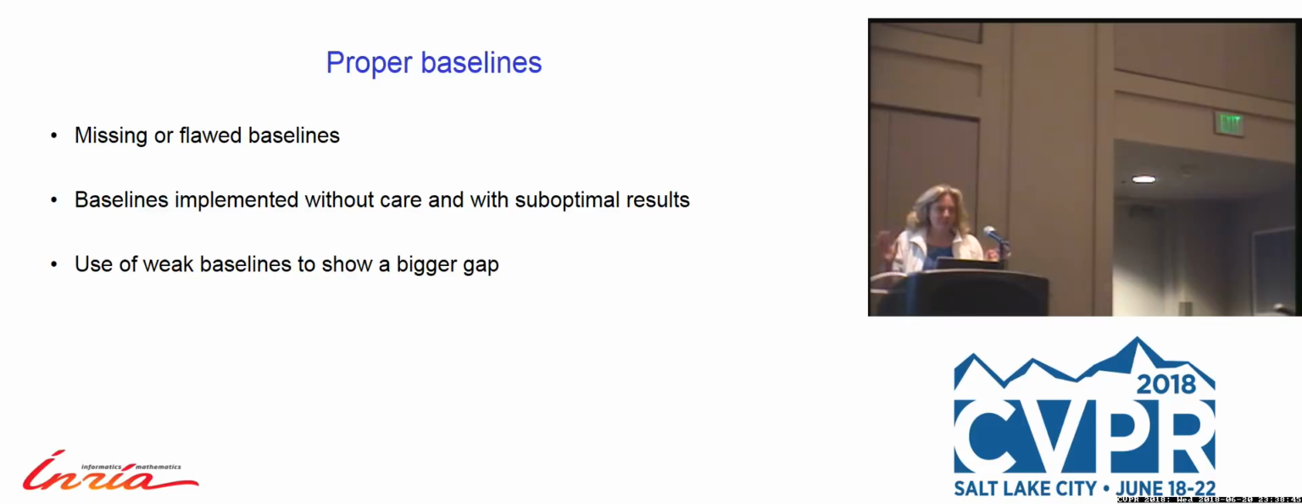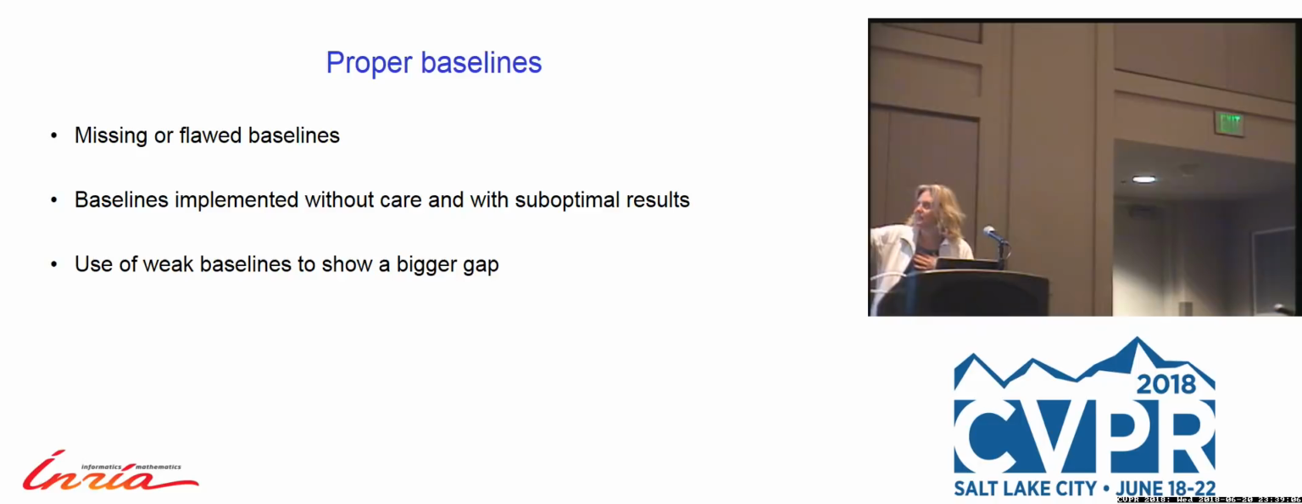So what do I mean by flawed baselines? The baseline is implemented without care and produces suboptimal results. So you spend like 1 hour implementing some bad baseline, the results are bad, you have your own approach and you show that it's much better. You should use code which is available online, with the parameters which are available online, to make really sure that your baseline is properly evaluated.